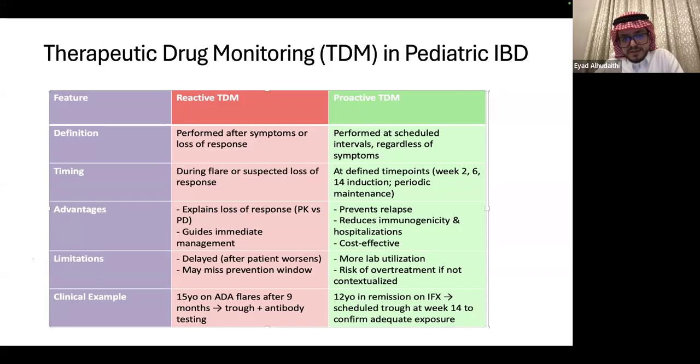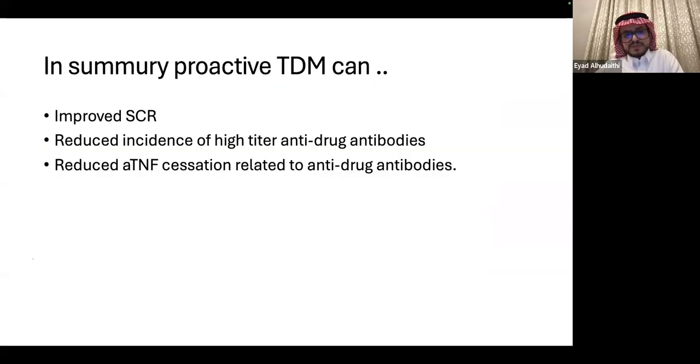Limitation: reactive is delayed until after the patient worsens and may miss the prevention window, while proactive means more lab utilization and risk of overtreatment if not interpreted well. And you have here a clinical example. So in summary, proactive TDM can improve steroid-refractory outcomes, reduce the incidence of high titer anti-drug antibodies, and reduce anti-TNF cessation related to anti-drug antibodies.